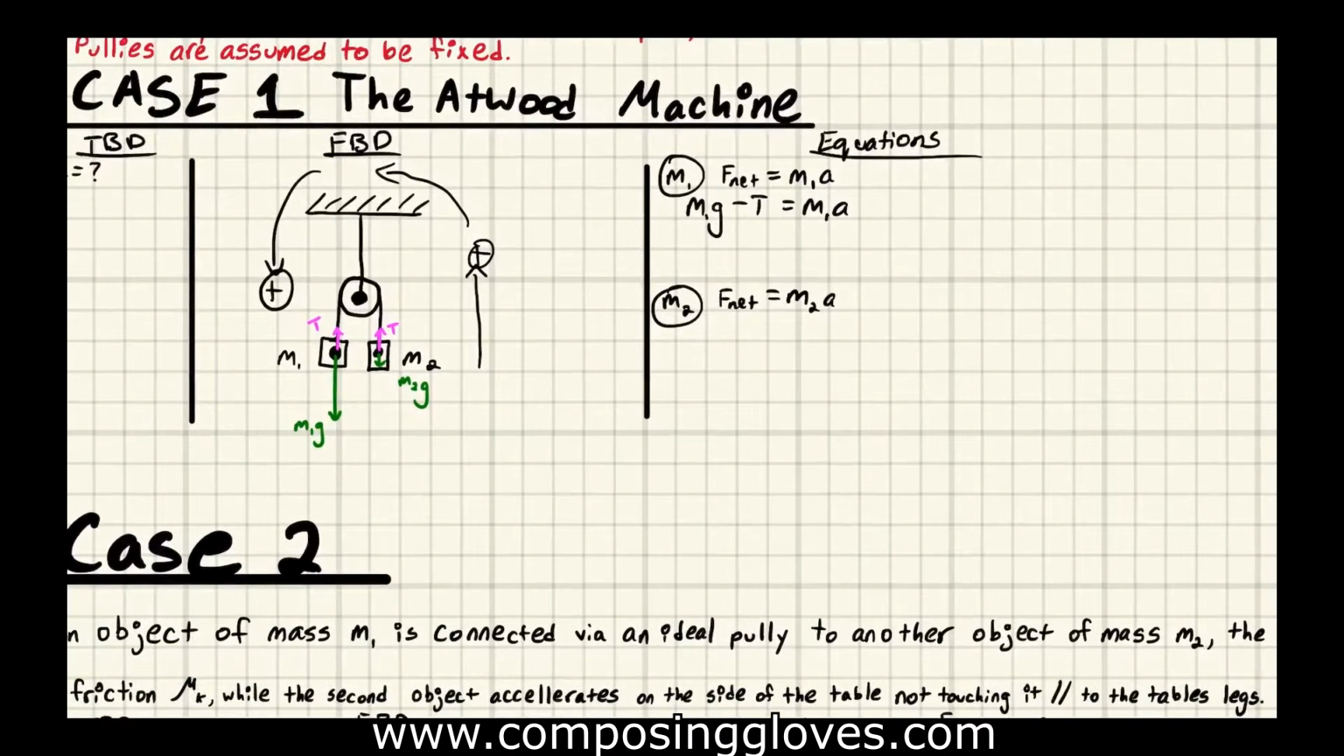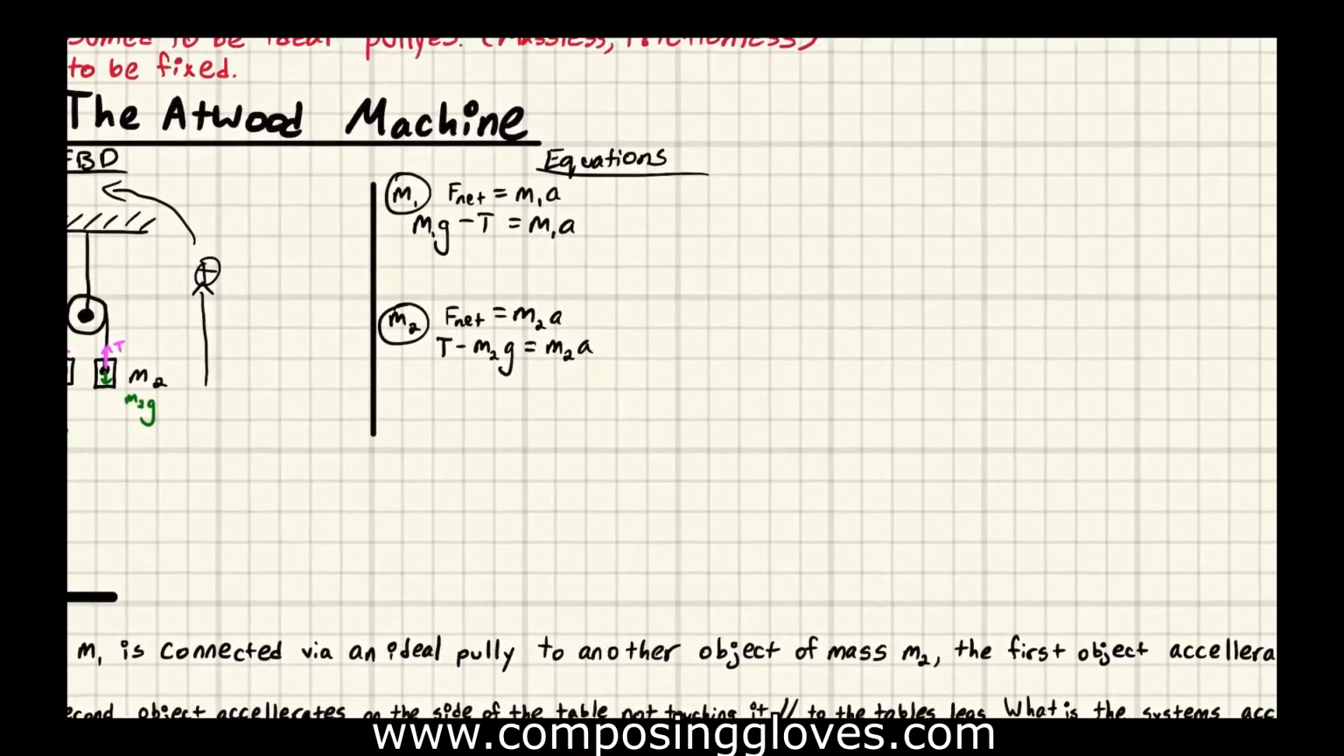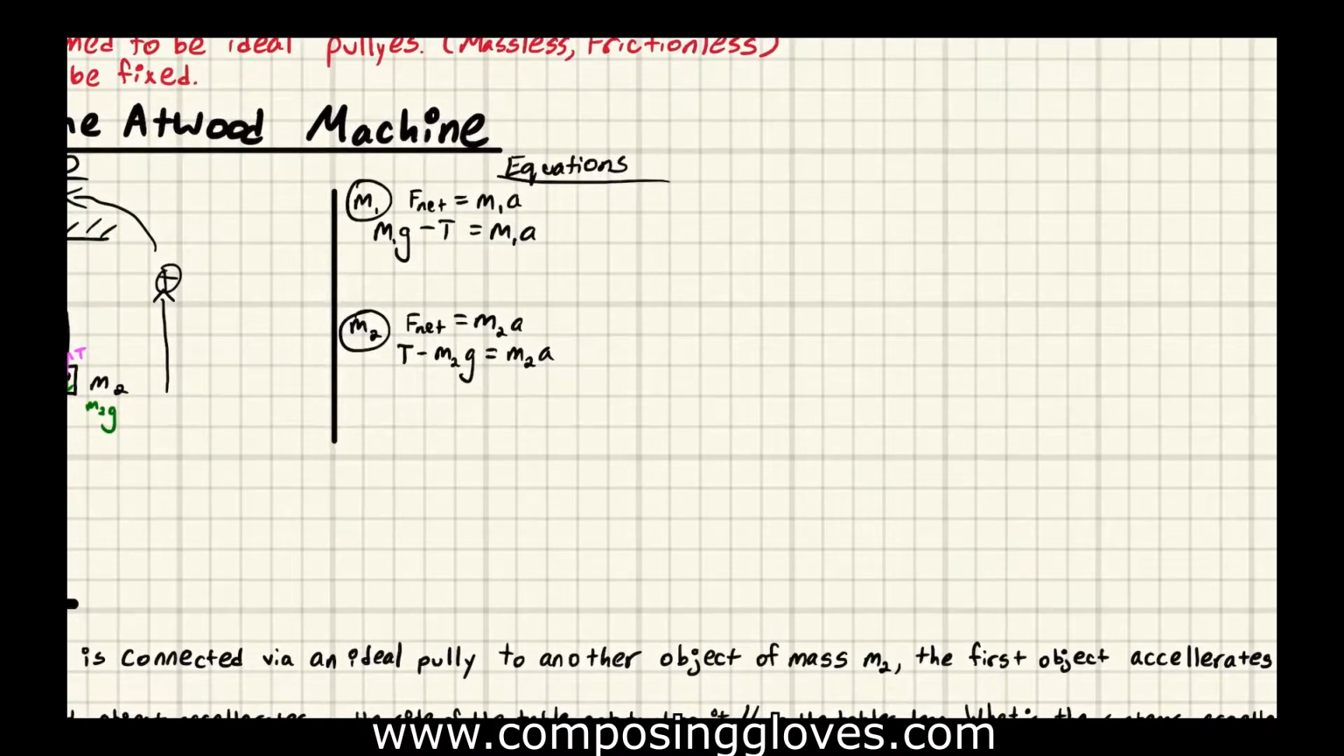Then we go to our second object. Well, the F net on this one, T is now positive. This T is positive because we've defined positive right there. Positive is up, so don't mess that up. That's an important thing. Otherwise, your equations will be all wrong. So we say this is T minus m2g, and that's going to give us the mass 2 times the acceleration. So, okay, cool. We've got two systems of equations now. We're pretty much done with the physics.